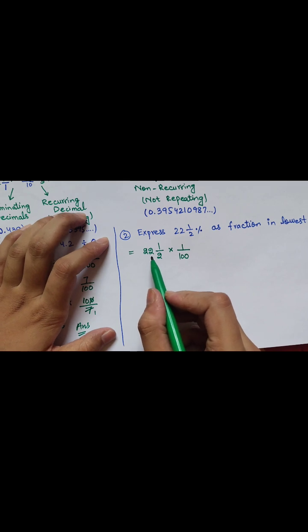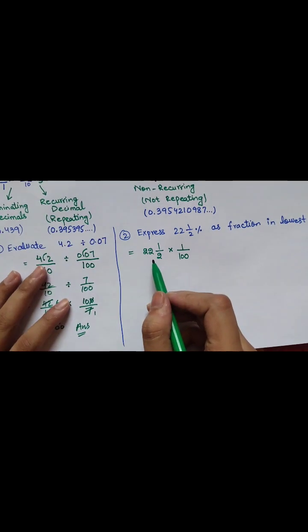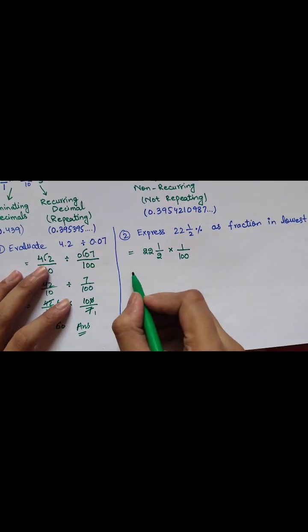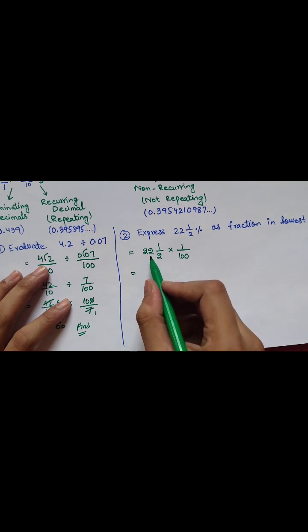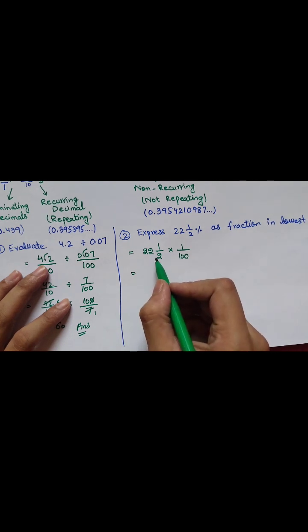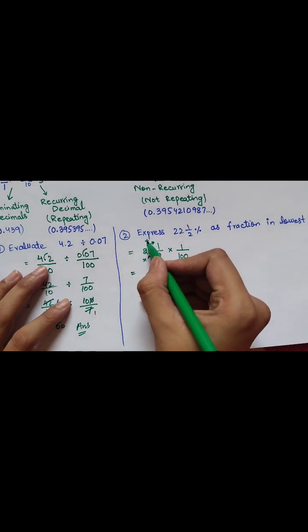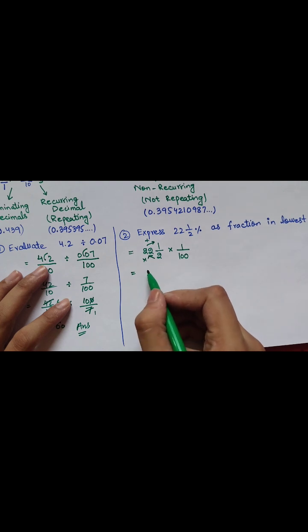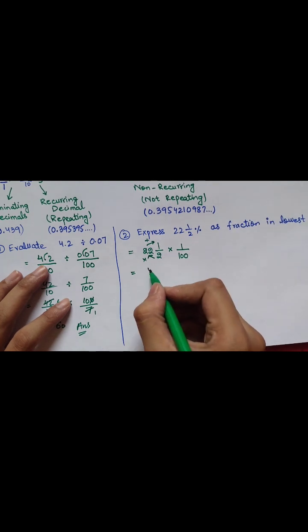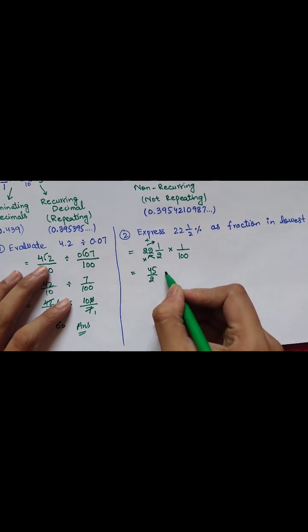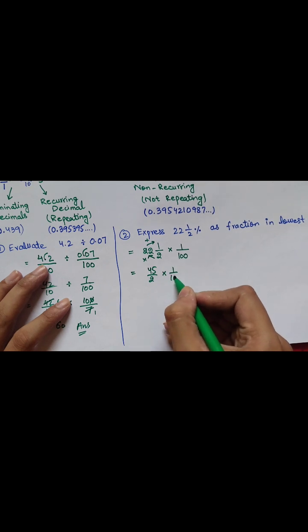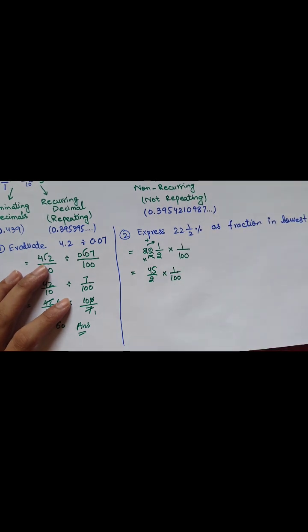Okay, but this is a mixed fraction. You have to convert it into simple fraction. Then we can simplify it. How we can convert into fraction? We have to multiply 2 by this 22 and then add the number 1. 2 into 22 becomes 44, and plus 1 becomes 45 over 2 multiplied by 1 over 100. This is your simplification of mixed fraction.